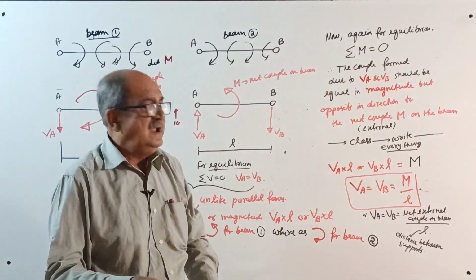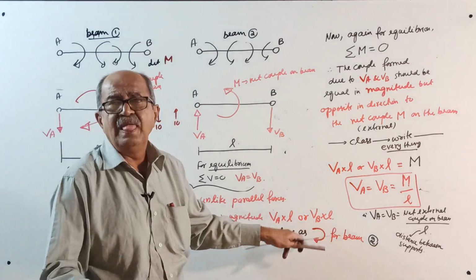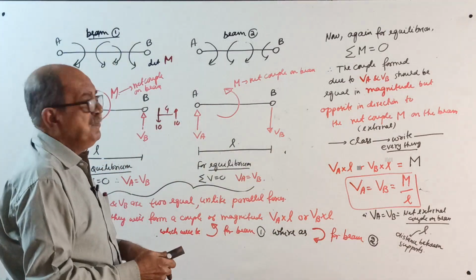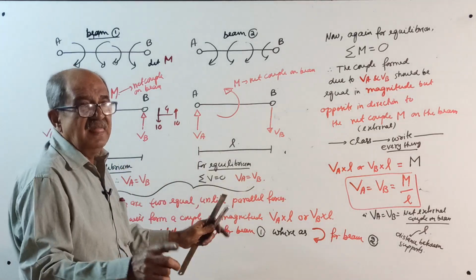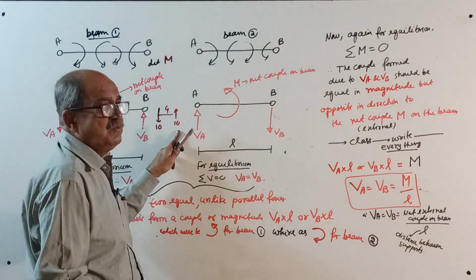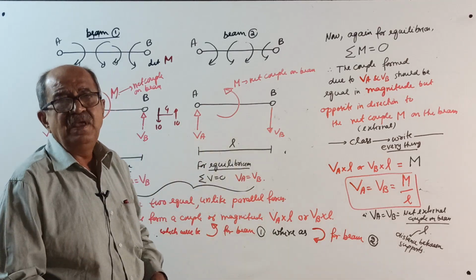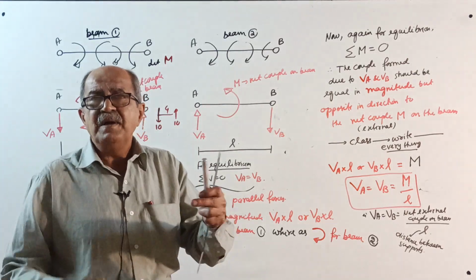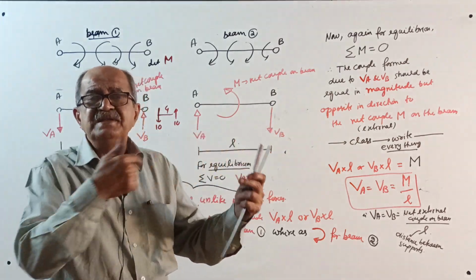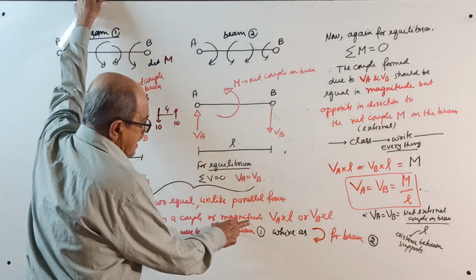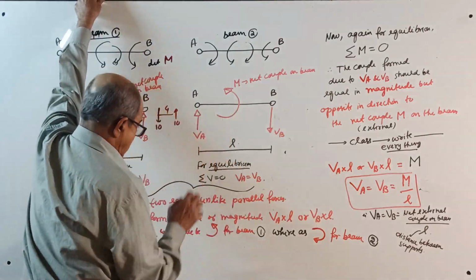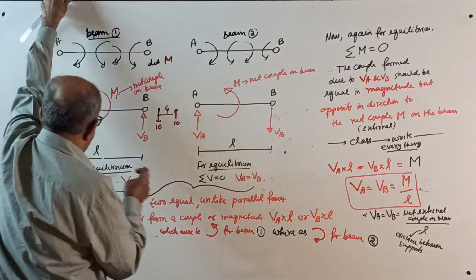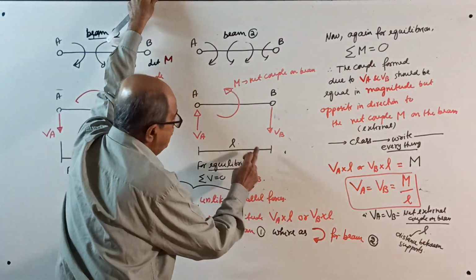Remember, it is not VA into L plus VB into L. See, if this force is 10 and the distance is 4, the moment of this couple is any one of the forces, 10 into 4, not 10 into 4 plus 10 into 4. Moment of a couple is the product of any one of the forces, because they are equal forces, and the perpendicular distance between them. So they will form a couple of magnitude VA into L or VB into L, which will be anti-clockwise for beam 1 and clockwise for beam 2.